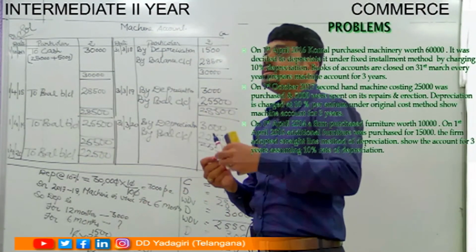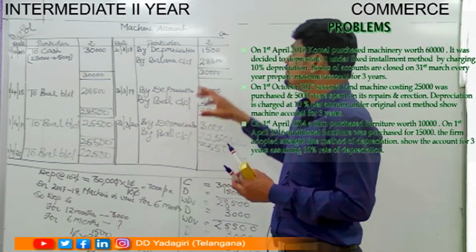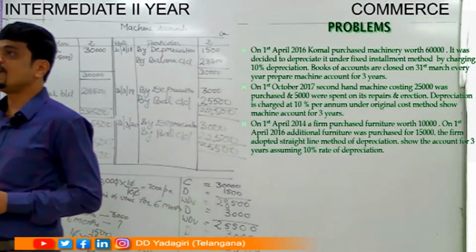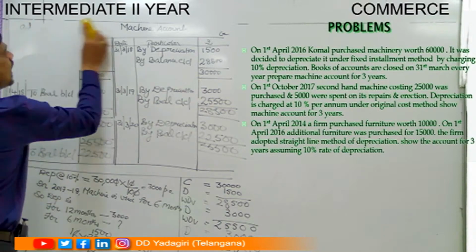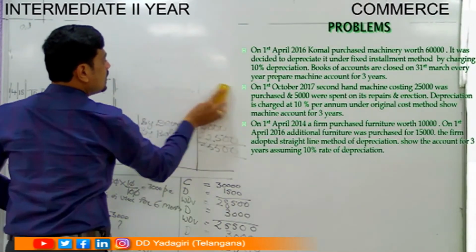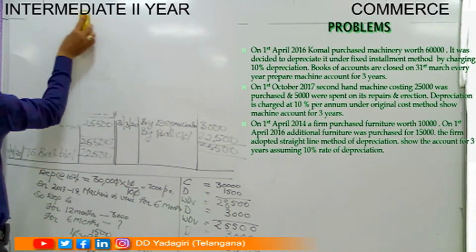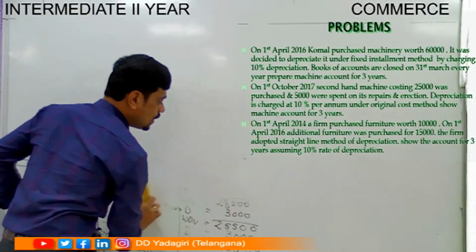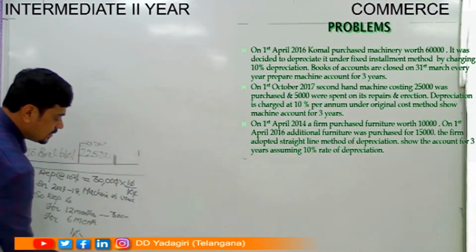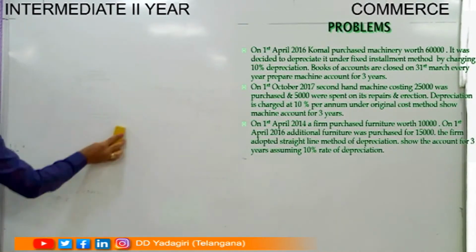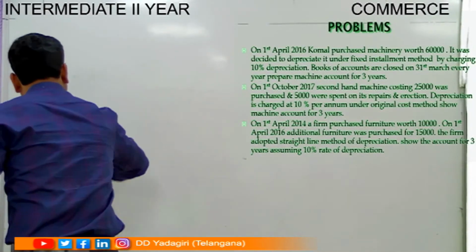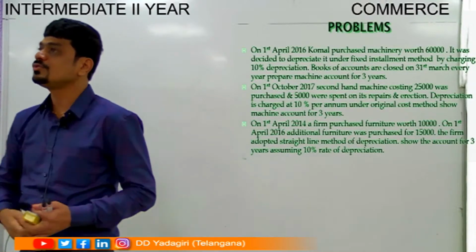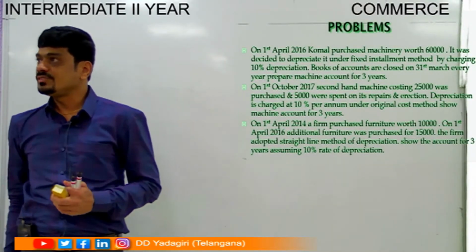Now, we'll see the next problem. In the first two problems, we saw there was only one asset. But in the third question, we are purchasing one more asset. Addition of asset we call. So, there will be 2 assets, 3 assets, 4 assets, number of assets. Whenever there are more than one assets, you don't think to prepare different accounts. The same asset account, we are going to do the addition.